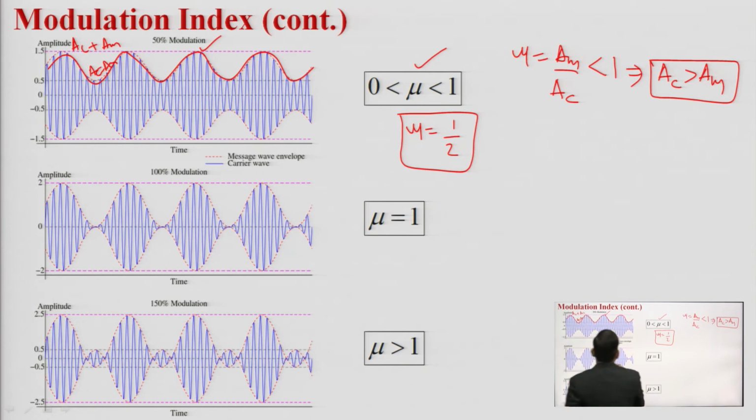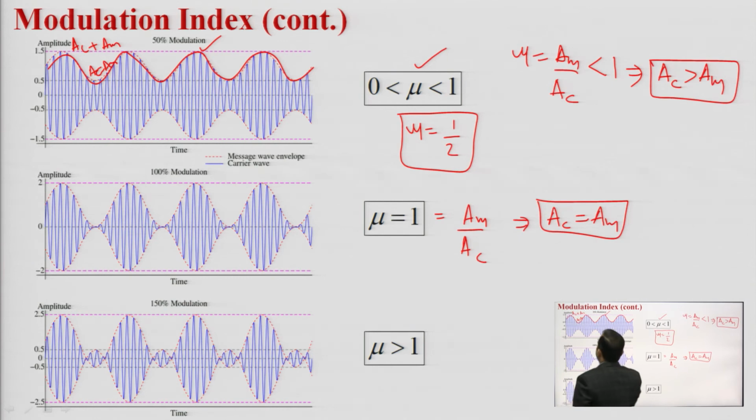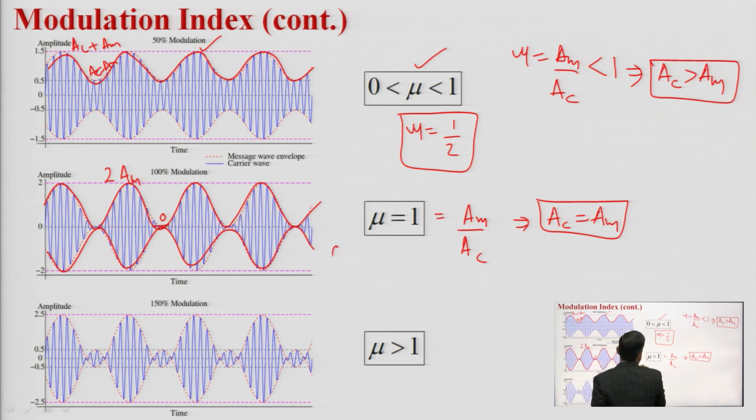Now let us see what happens when mu equals 1. When mu equals 1, it says that AC equals AM. If we put this in, we get 2 times AM for the upper envelope, and the lower one will be 0. Both the envelopes touch at a particular point, and this is known as critical modulation.